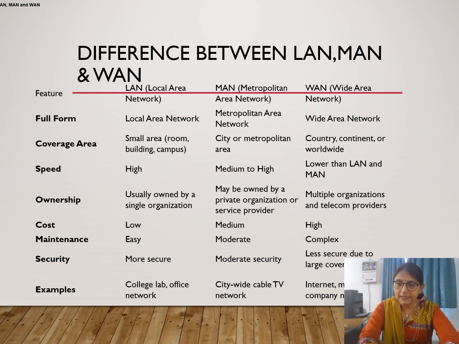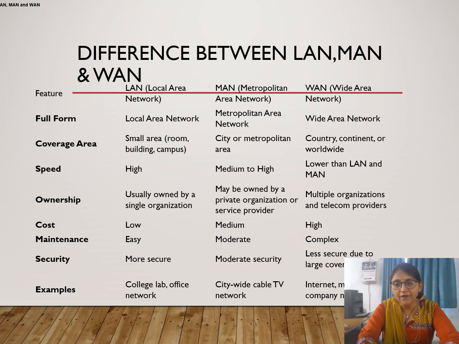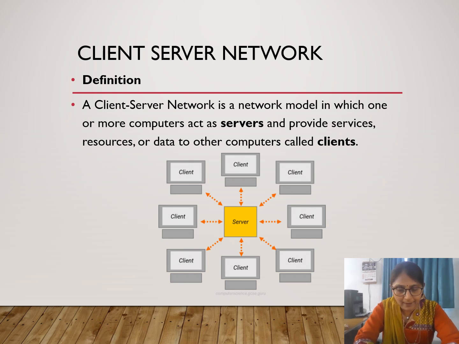And WAN, as compared to LAN and MAN, has less security. These are the examples: LAN is generally used in hospitals, colleges, labs, and offices. MAN is used in a city; the best example is our cable television network. A wide area network example is the internet. These are the basic differences between LAN, MAN and WAN.